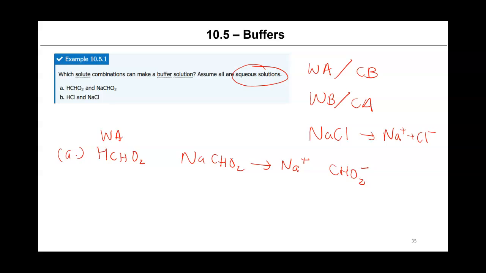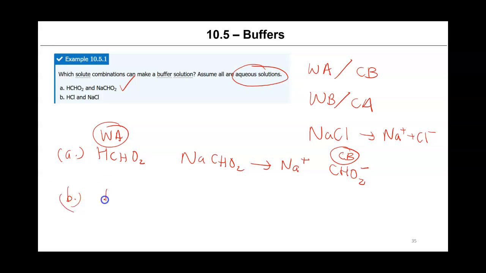And so our question is, we've got a weak acid. Are any of these things the conjugate base of our weak acid? And a conjugate base, remember, has one less proton than our acid. And so, yeah, this one is the conjugate base of our weak acid. So that pair will form a buffer because we have a weak acid and its conjugate base in the same solution.